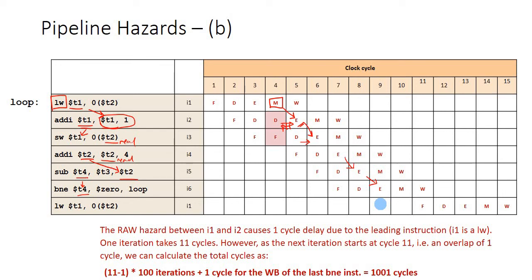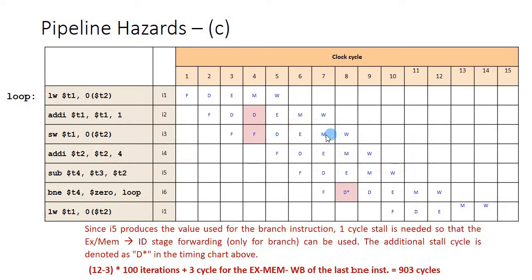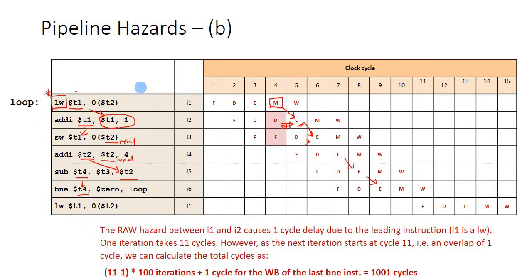The only exception to this is, like I said, when I have a load word instruction and I straight away need to use a register in the subsequent instruction. That is the only exception, because for load word instruction the data is only available in the memory cycle.